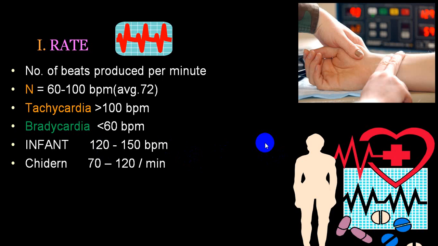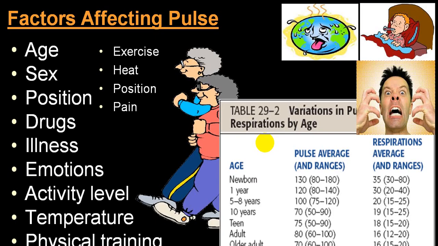But what we'll be talking about at present is mainly in an adult, grown-up children's or adult. Now this pulse can be affected by some of the physiological factors as already we have mentioned regarding age. So in a newborn, pulse rate average is around 130. At 1 year it is around 120. Between 5 to 8 years it is around 100. And at 10 years it will come closer to normal, that is 70. And in adult average is around 80.